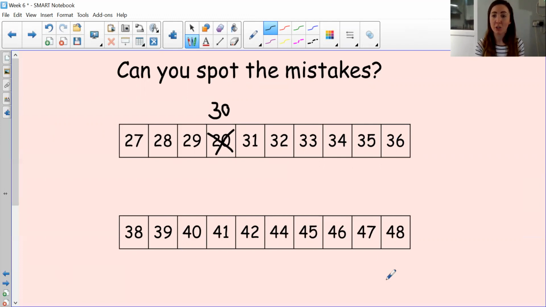And remember, if you want to use 100 square, if you need to use 100 square, please do use it. Okay, so pause the video, work out what the mistake is here. Okay, let's count along and find out. So we've got 38, 39, 40, 41, 42, 44, 45, 46, 47, 48. There's a number missing, isn't there? What's that number? Yes, it's missing from here, and it is the number 43. Did you work that one out? Amazing.